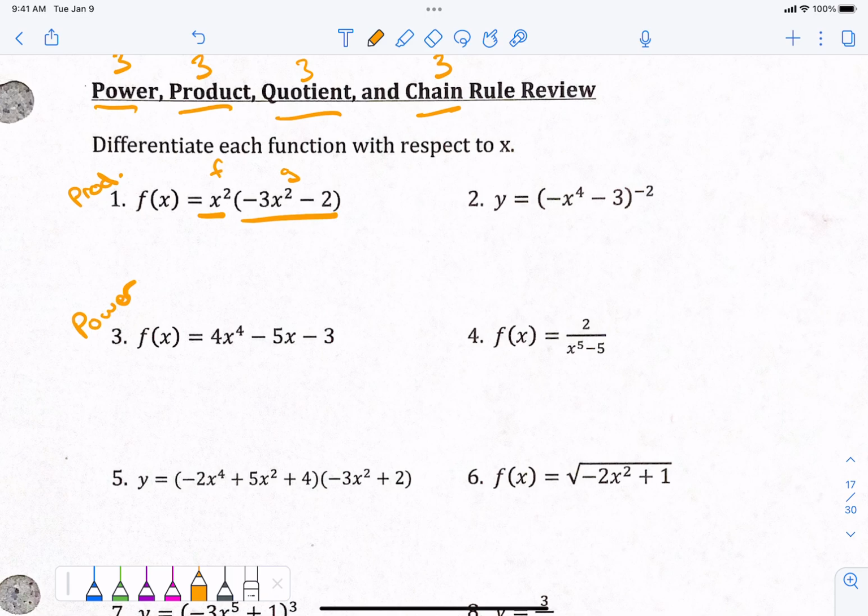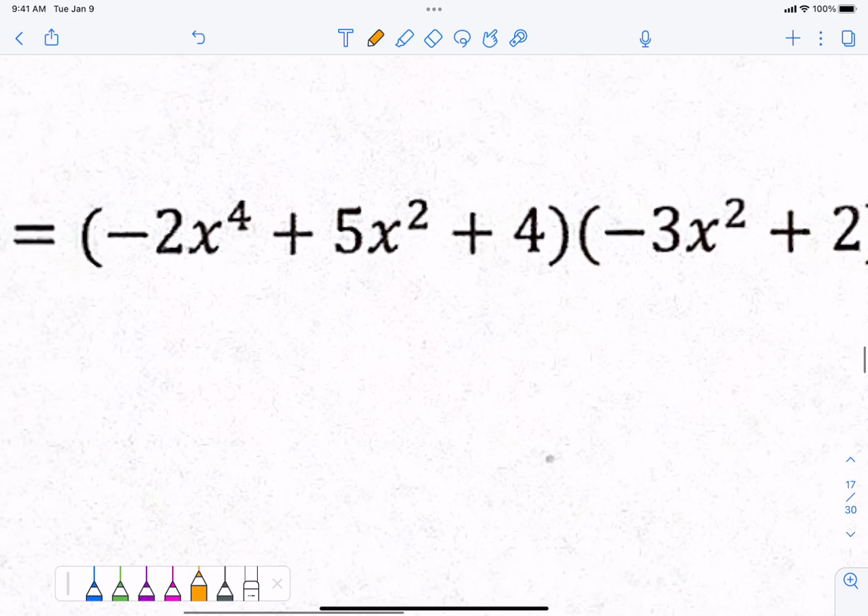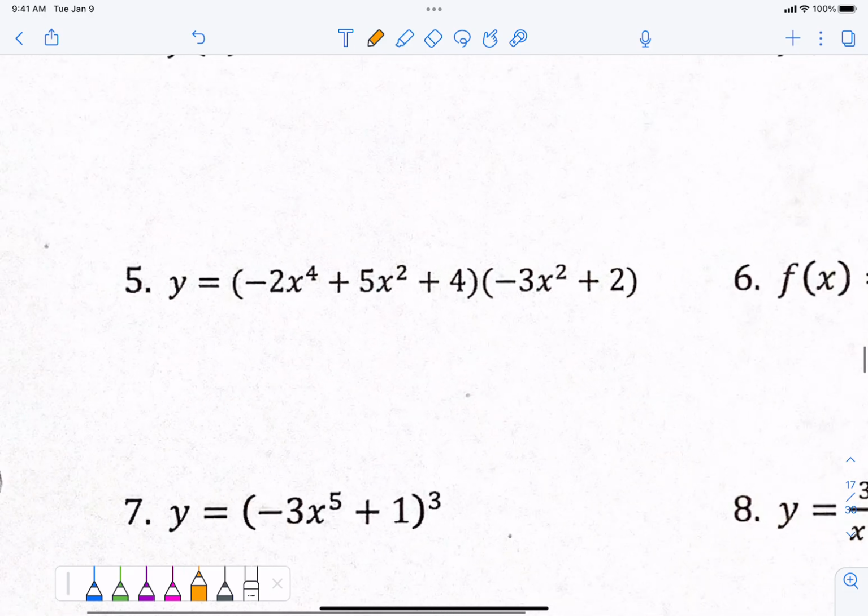Okay. Show me a quotient. Number 4 is a quotient. Okay. And number 2 is a chain. There you go. So you got that all figured out. What would you call number 5? Product. You could foil that out if you wanted to and do the power rule, but the way that they have it set up is for it to be a product. In which case, this is F and this is G, yeah? Yep. F, G. There you go.